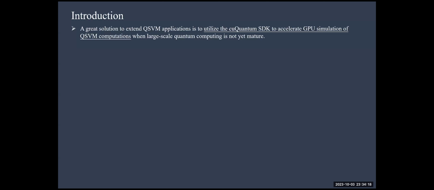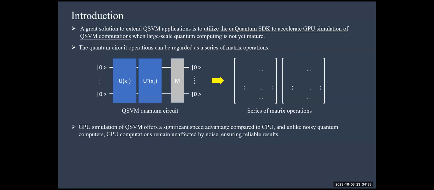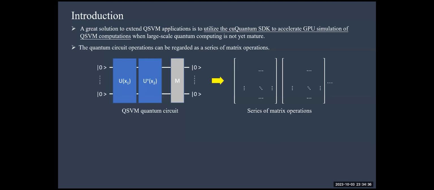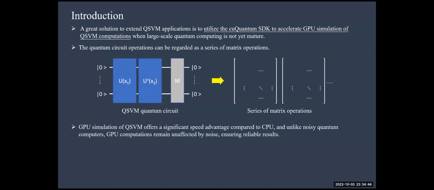In the QSVM algorithm, the operations behind the quantum circuit can be viewed as a series of matrix operations. Those matrix operations are well suited for acceleration using GPU parallel computing technology. Therefore, compared to classical simulation, GPU simulation of QSVM offers a significant speed advantage. Furthermore, unlike a noisy quantum computer, GPU computation results are not affected by noise.